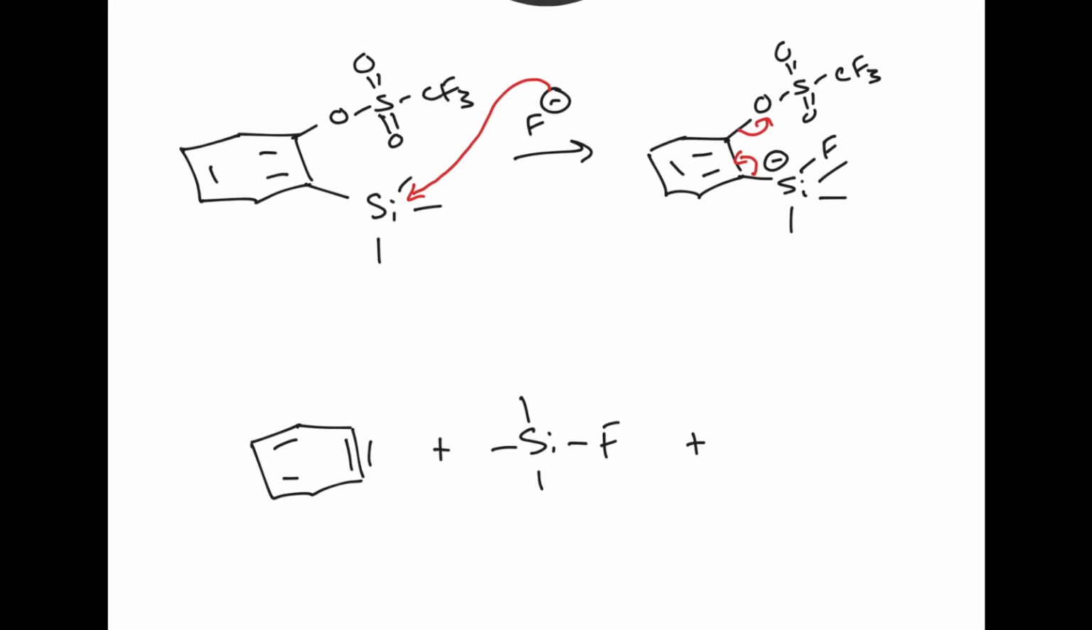And you get the triflate anion, which, because it's a really good leaving group, is a really bad nucleophile. So it can't add to the benzyne. So then we can add other nucleophiles.